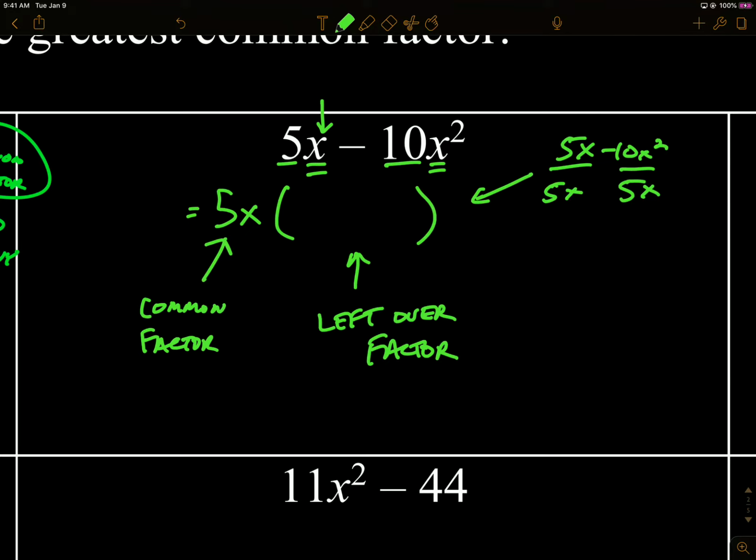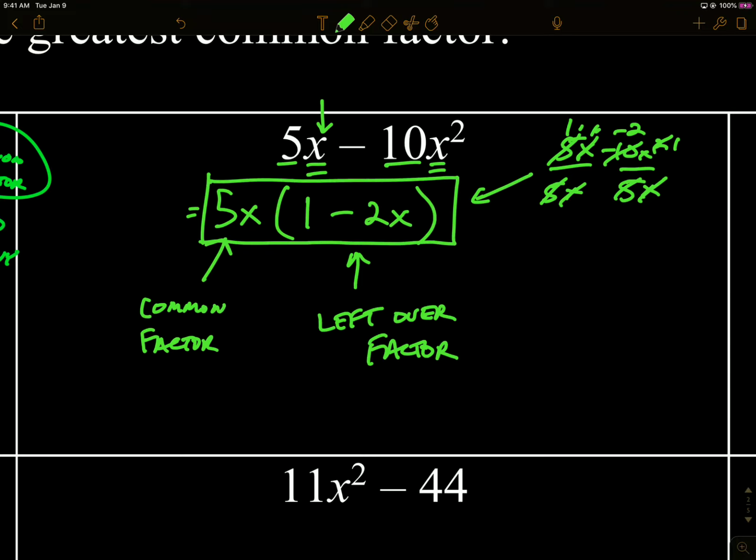All right, so 5x divided by 5x is 1, right? That's just 1 times 1, so I get a 1. 5 divides into negative 10, negative 2 times. X divides into 2 x's, so there's 1 x left. This is how we get our two factors of 5x minus 10x squared. Remember, it's our first factor and our second factor.